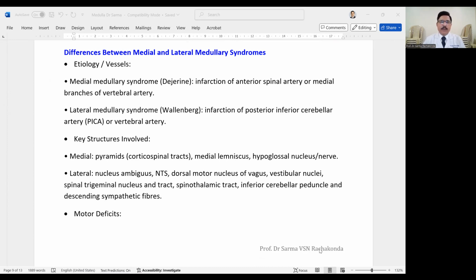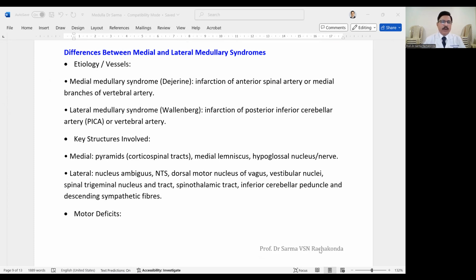Lateral: nucleus ambiguus, palatal and pharyngeal paralysis; NTS, visceral afferent; then dorsal motor nucleus of vagus, efferent to the viscera; vestibular nuclei for balance; spinal trigeminal nucleus and tract, sensations on the face; spinothalamic tract, opposite side pain and temperature; inferior cerebellar peduncle, motor coordination and ataxia; and descending sympathetic fibers, Horner's.